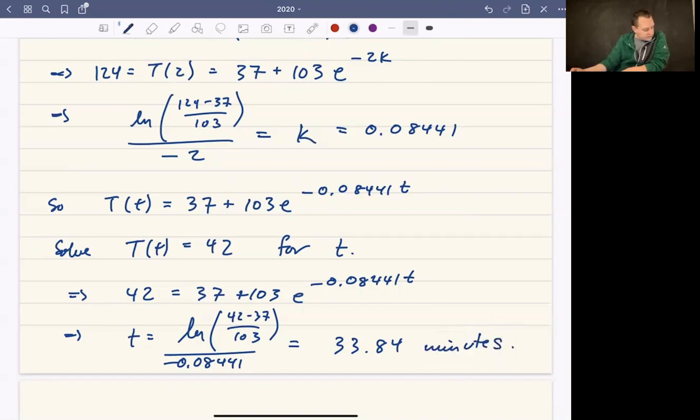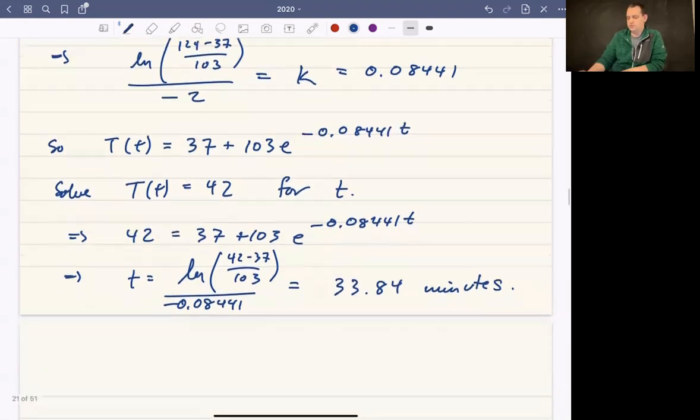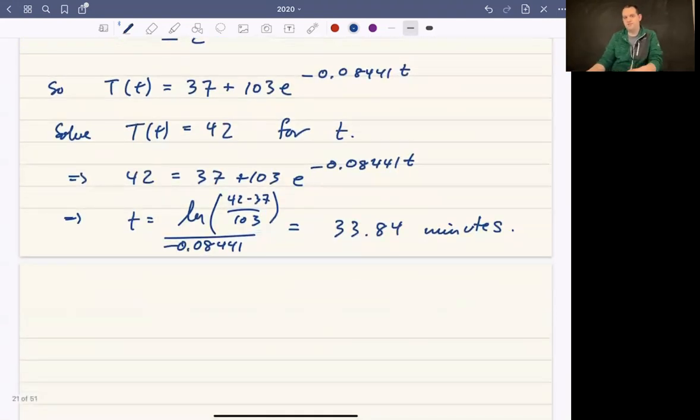And so that gives us an idea of how long we need to keep the steak in the fridge. So 33.84 minutes total. That means 31.84 minutes after we checked. So however you want to interpret that.